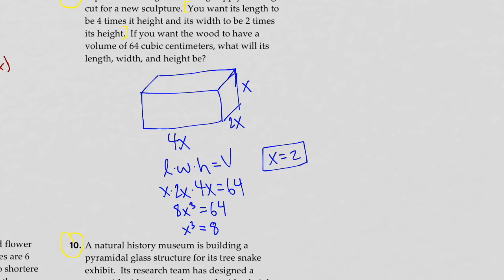The height. The height is 2. The height is 2. The width is 2 times x, so 4. And the length is 4 times x, so 8. To test it out, let's multiply them together and see if I get 64. 2 times 4 is 8. 8 times 8 is 64. Yes, that's correct. That's your final answer.